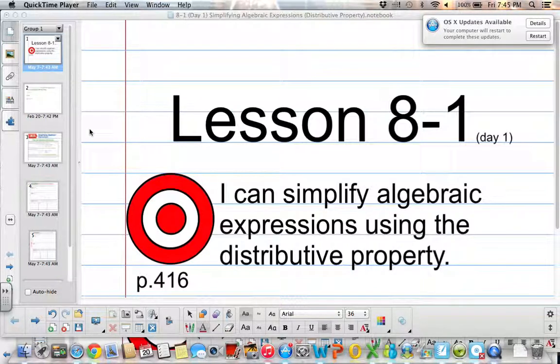Hi, 7th graders. We're on lesson 8-1, which starts on page 416 in your textbook. We're splitting up 8-1 into 2 different days. So this is day 1, and we are going to simplify algebraic expressions using the distributive property. So when you look for your quiz, it will say day 1 or part 1.